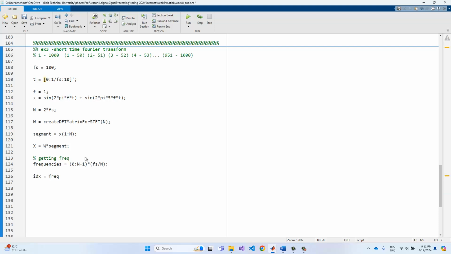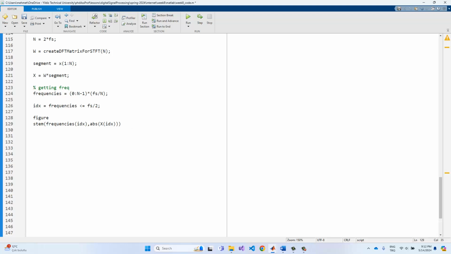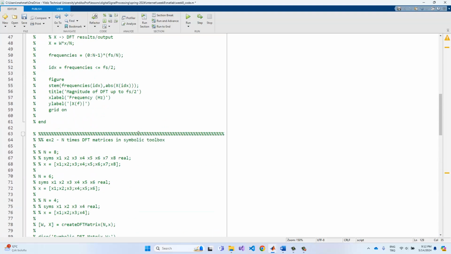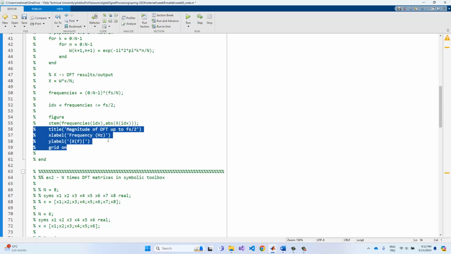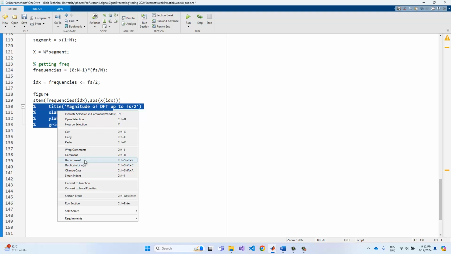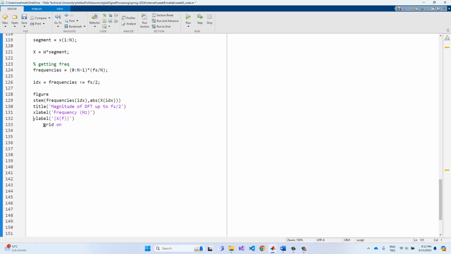Idx must be assigned where the frequency is smaller than fs divided by 2, and the figure must be built with the stem figure. The frequency is idx and the absolute values of x at idx, because we have the real and the imaginary parts of x in here. We also need the hypotenuse coming from this one. If we take the absolute values of this term, we can observe the magnitude of this signal, even if it is written in the imaginary part of the signals. Otherwise we cannot observe that. After that we can take a copy of these terms in here, just like this one, uncomment the x label, y label, and read on.